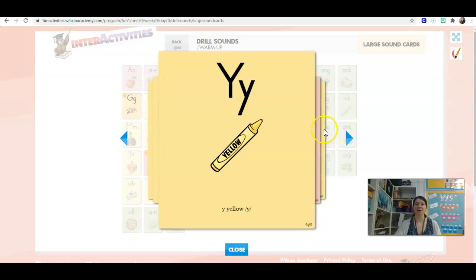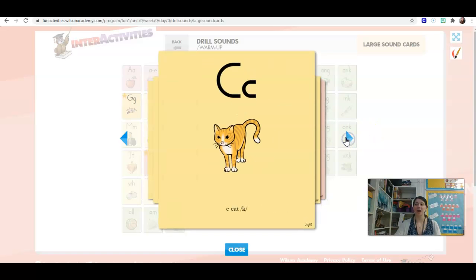Our next letter is on this card. Who thinks they know what letter this is? That's right, it's our letter Y, and it makes the Y sound like at the beginning of yellow. Our next letter is our letter C. Who thinks they know what sound our letter C makes? That's right, it's our K sound like at the beginning of cat.